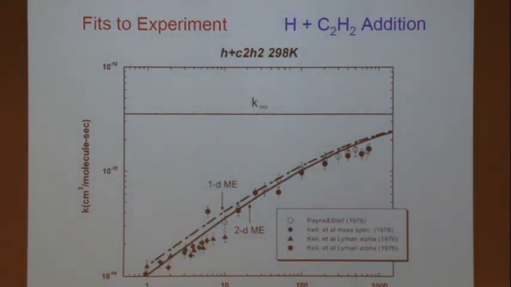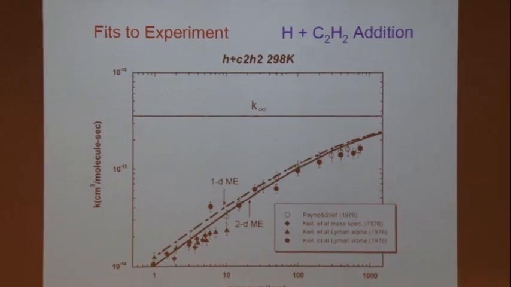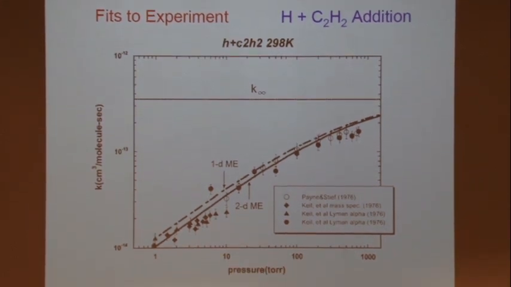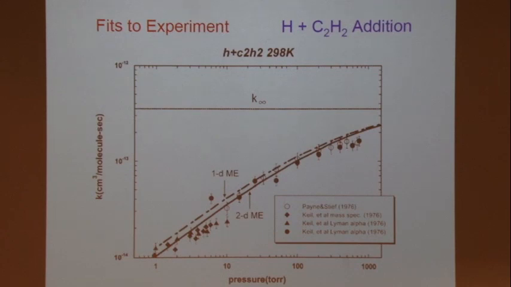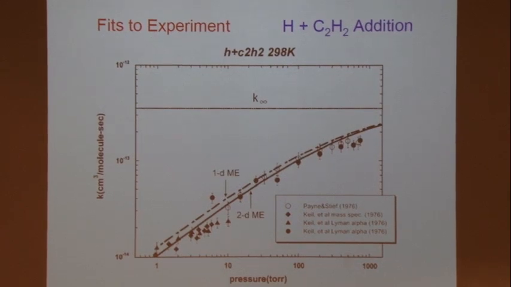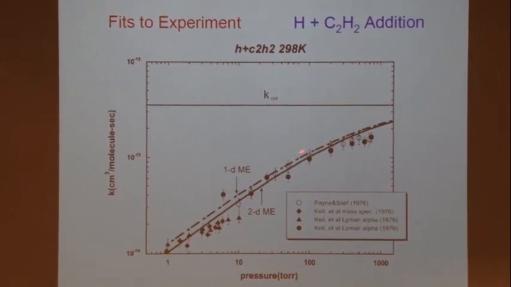Okay, so these are experiments for H plus acetylene going to vinyl radical. And you can see how the real rates are a couple orders of magnitude lower than the k infinity, which is what the transition state theory would predict. But if you go to high enough pressure, you can actually get it up pretty close to here.